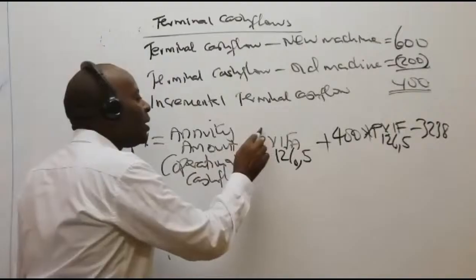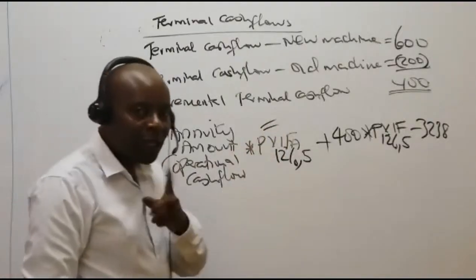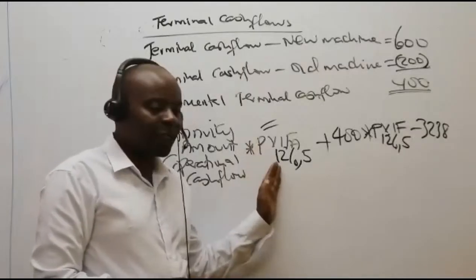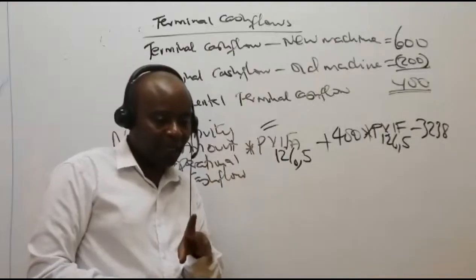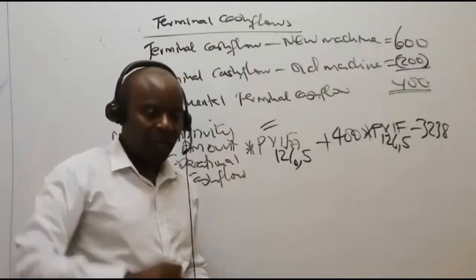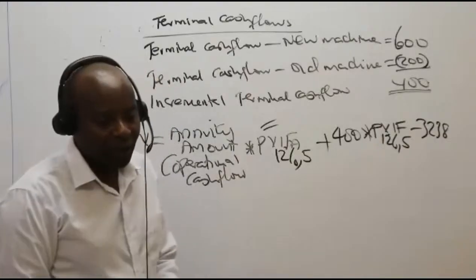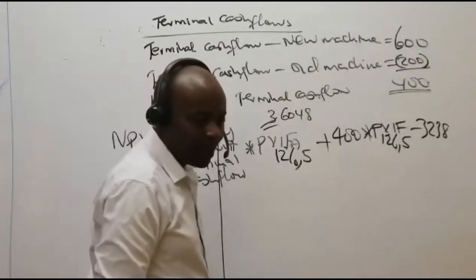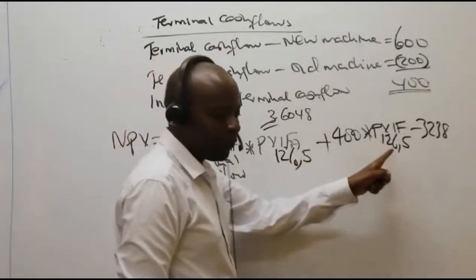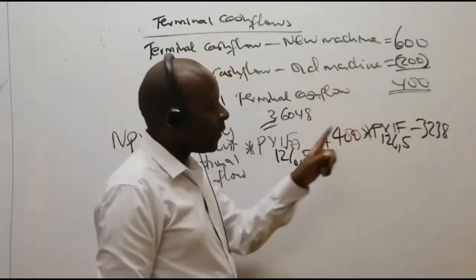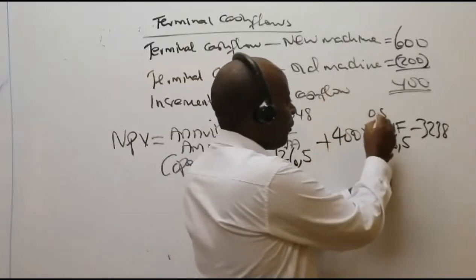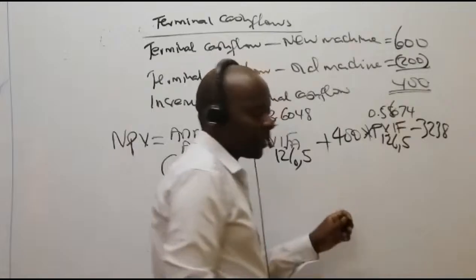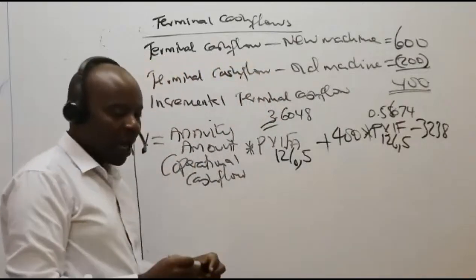Before I write this, I know you great students of mine have got tables. I want you to go to an annuity table and read for me the PV for 12%, 5 years. Annuity table, don't use the formula. They're telling me it is 3.6048. How about PVF, for the lump sums table, 12%, 5 years? It is 0.5674.